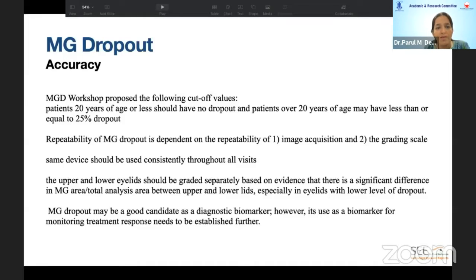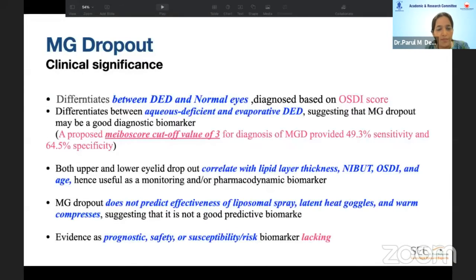We do have an age-related meibomian gland dropout, which is considered to be physiological. So the MGD workshop has proposed cutoff values. Those who are under 20 years should not have any dropouts if they are normal. And those who are above 20 years should have less than or equal to 25% dropout, which is considered as normal age-related dropout. Anything which is more than 25% should be considered as pathological.